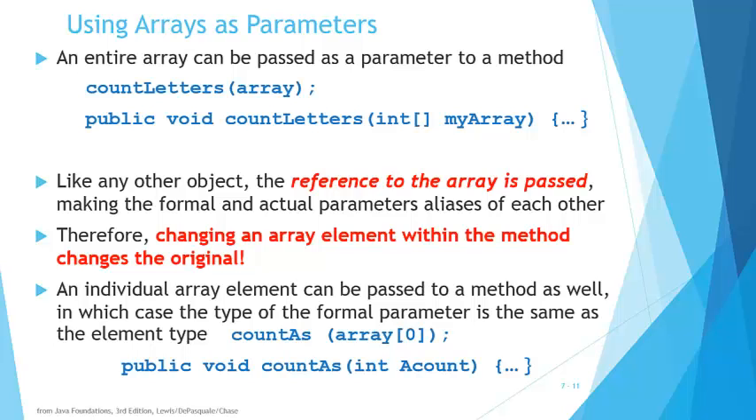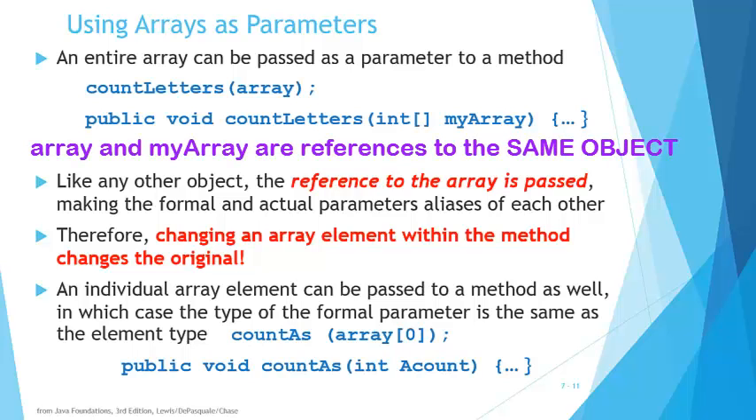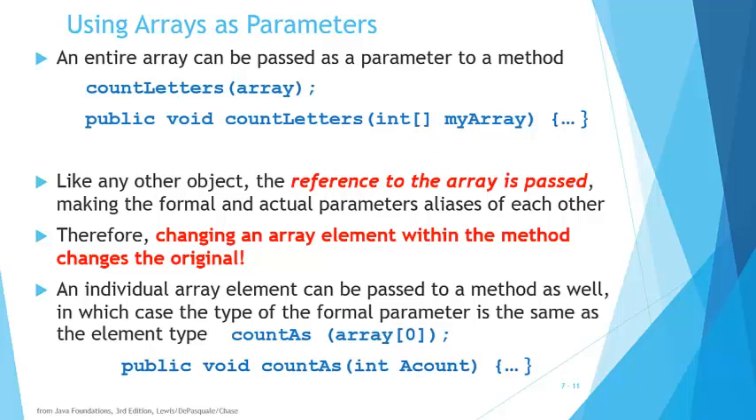Like any other object, the reference to the array is passed, making the formal and actual parameters aliases of each other. Therefore, changing an array element within the method changes the original. The important thing to remember is that there is just one copy of the array, and when countLetters changes an element in my array, it will also be changing the original array that was passed as the argument.